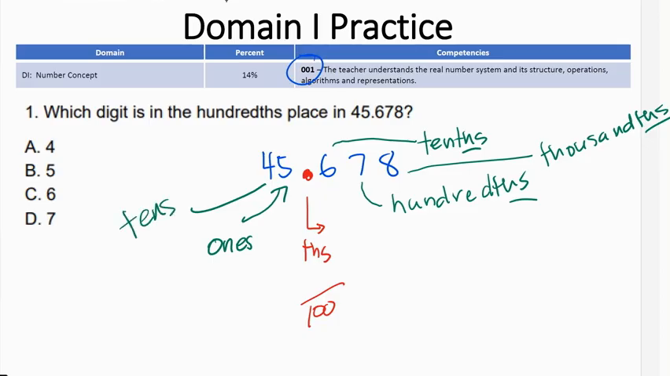Okay, now the question, which digit is hundreds placed in 45.678? What do you think is the answer? They're talking about 100. 7. 7 is the answer. You're right. Not difficult. Just maybe to remind you that this is okay. So that's the answer. Good? All right. Let's go with the next question.